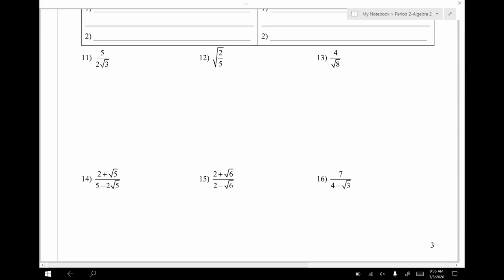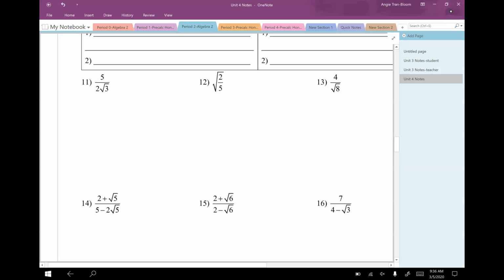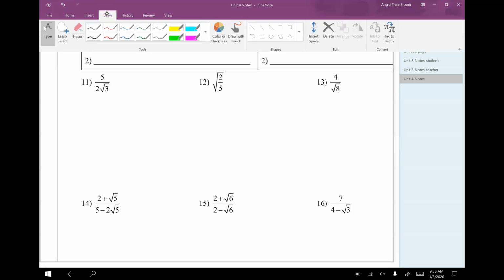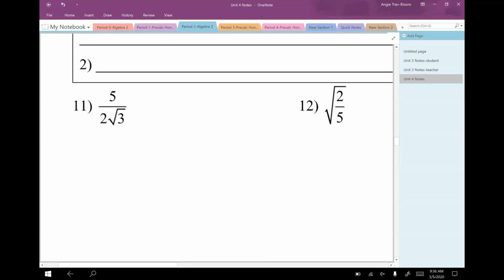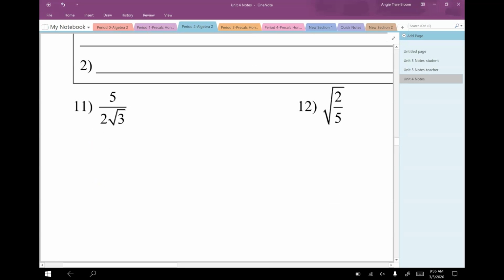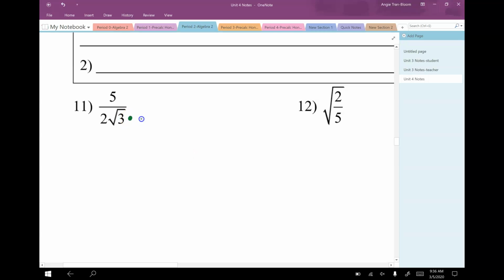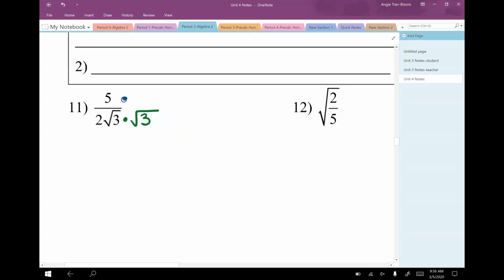What index is that one? 2. Okay. If you have an index of 2, how many identical things do you need to simplify? You need 2. Right now, how many 3 do we have under that radical? 1. So what we need to do is multiply one more radical 3 so that we have 2 radical 3s, right? Now, what we multiply to the bottom, we obviously need to multiply to the top.